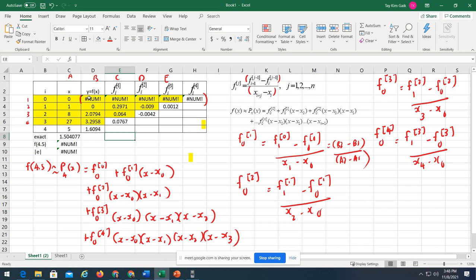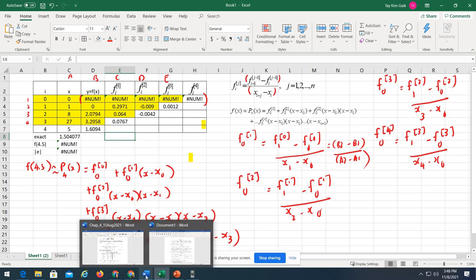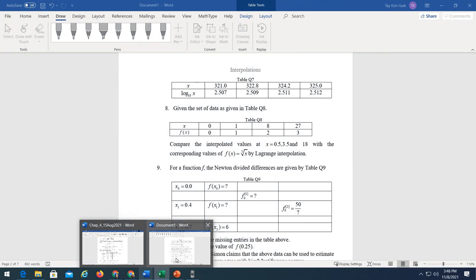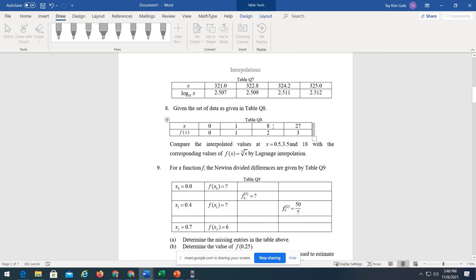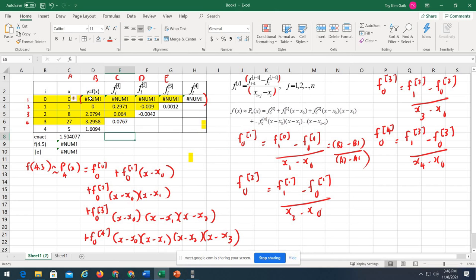If you are using Excel and you have completed your Newton divided difference table, you can just change the XY data. Your Newton divided difference values will change automatically. Here, because just now my Y was generated using ln X, I am going to put back X as 0, 1, 8, 27 and Y as 0, 1, 2, 3.